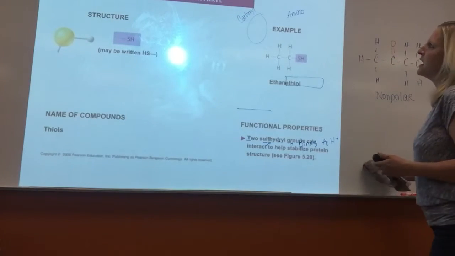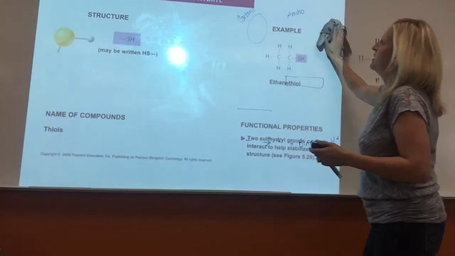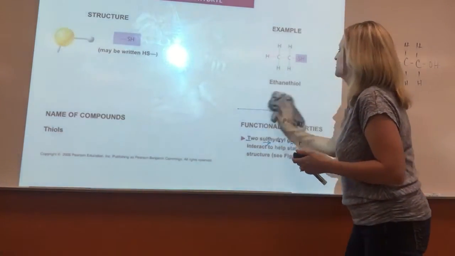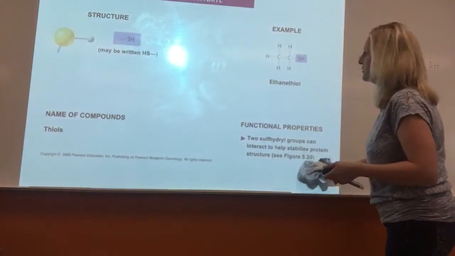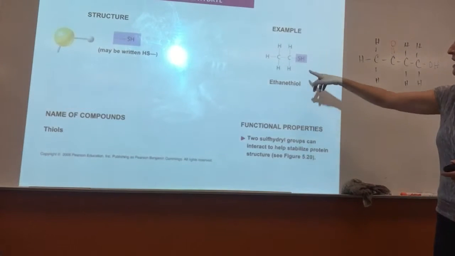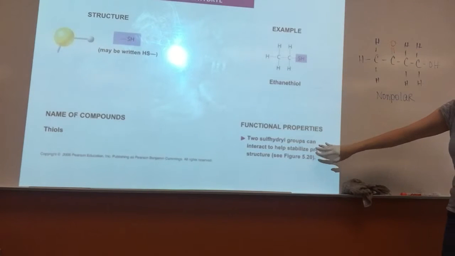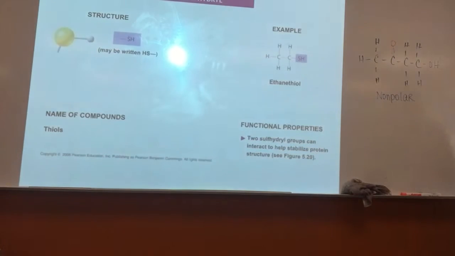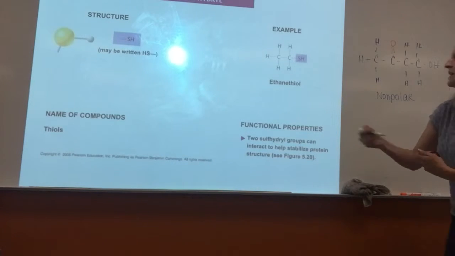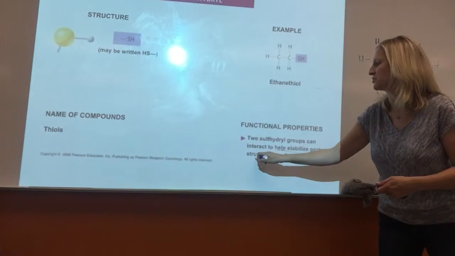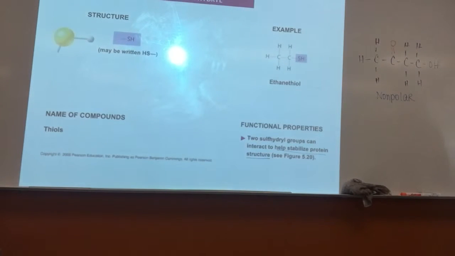Okay, so the next group is the sulfhydryl group. It's called that because it has sulfur and hydrogen. There are thiols that have this, and it's real basic here. It just has an S and an H group. Next chapter, we're going to talk about proteins more in depth, and we're going to see that sulfhydryl groups help stabilize protein structure. So there are certain amino acids that have sulfhydryl groups.